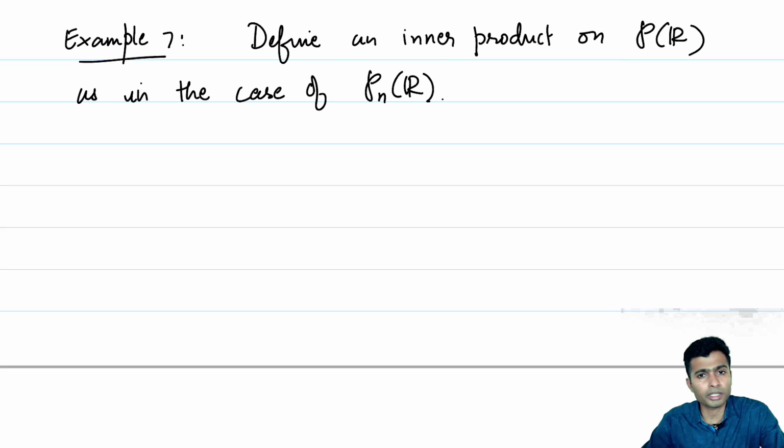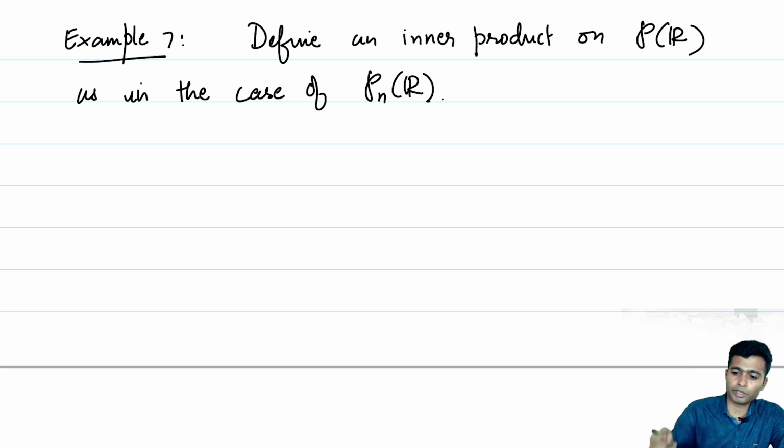So there are many inner products which we could define on many of these vector spaces, including P of R. There are many inner products which we could define, many interesting inner products, in fact. All right, so let's look at one more example.